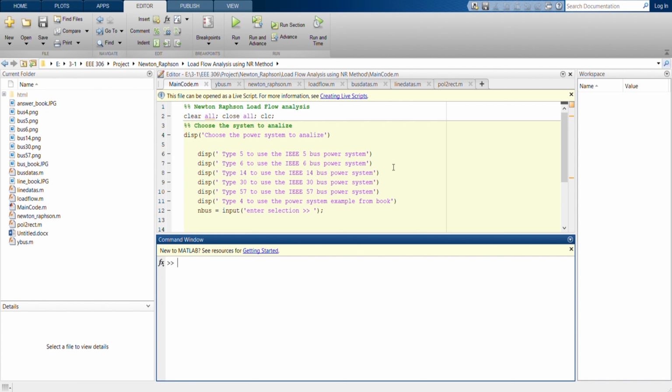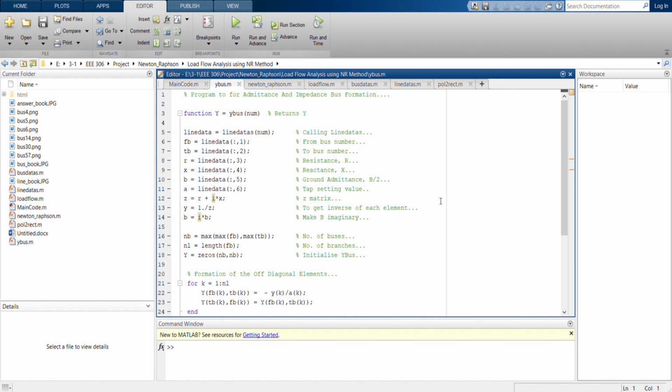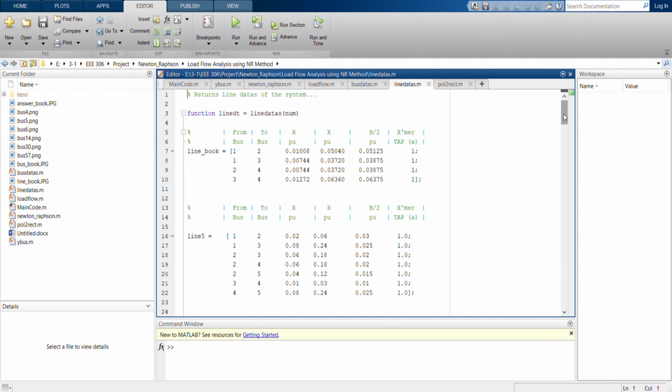Now, if we look at the codes, here we have created several functions to run the program. This is the main code which I will run. It will ask the user for the number of buses to analyze load flow analysis conditions as per given data. You can see that we have called a function ybus, which is basically a function to determine the admittance of the system. It takes information from the function called line data, in which we have information about the line. It then calculates the elements of the ybus matrix.